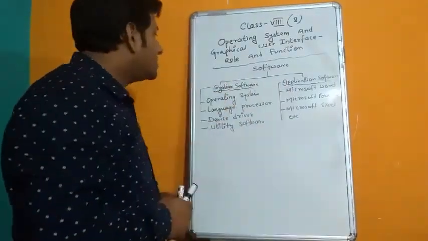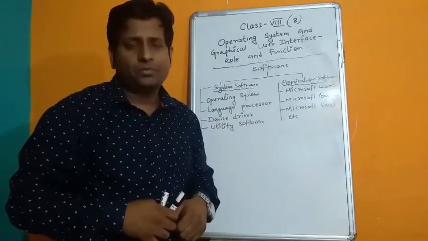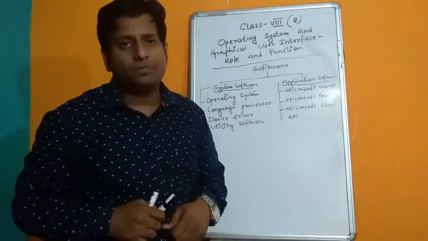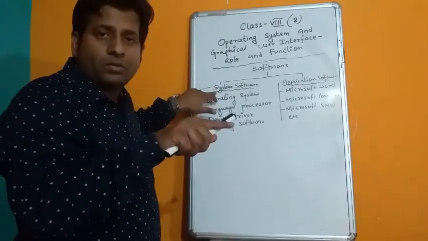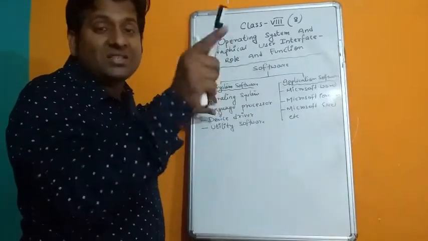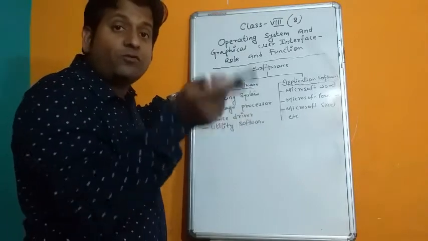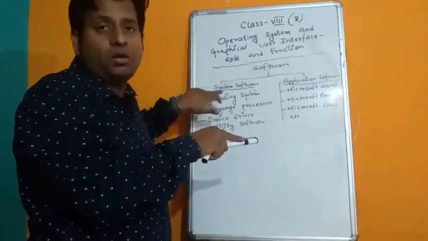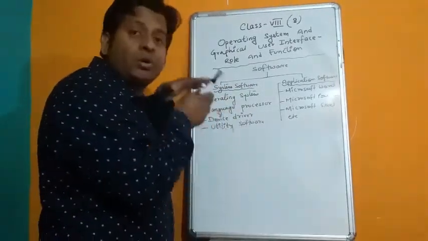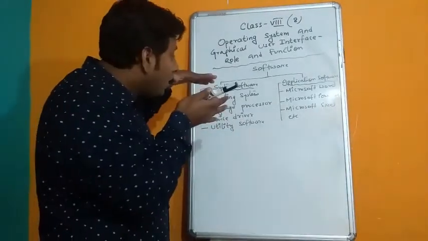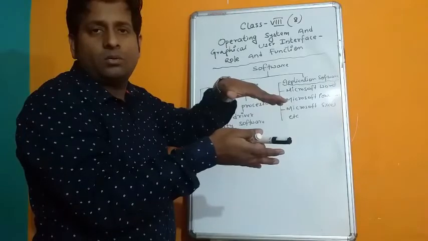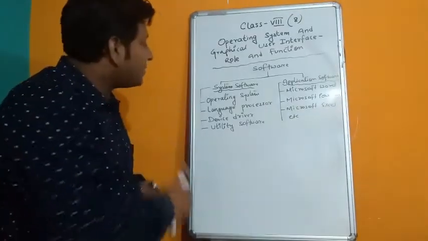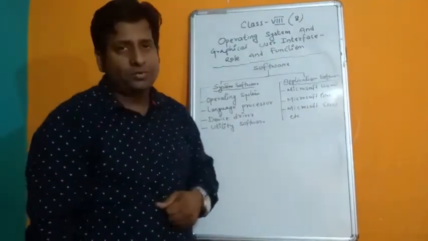So our concern is system software. So now what is system software? System means computer. So computer software is known as system software. That means the software which makes computer run, which are required to run the computer, which are required to make computer a computer. Okay, so such type of software is known as system software.